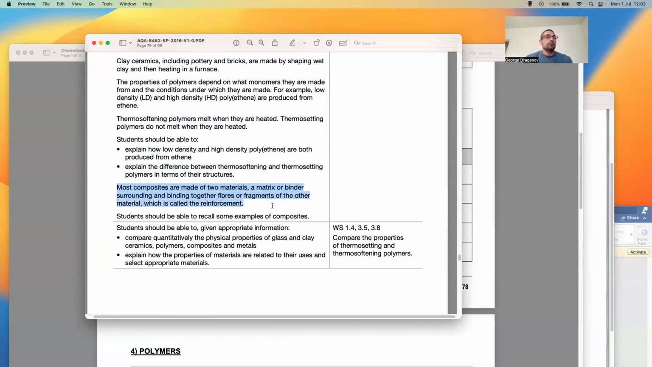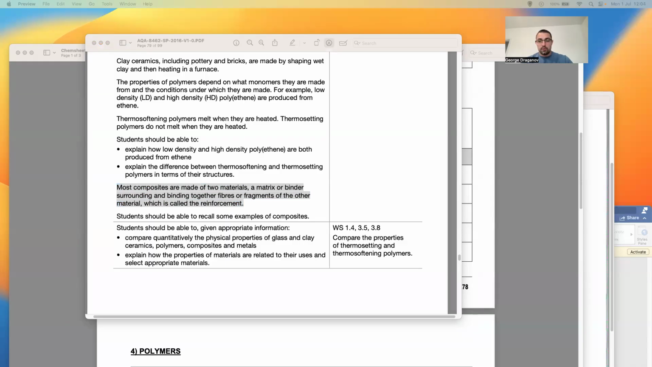So what's a composite? You need a definition, so rote learning. It's a matrix or a binder that's surrounding and binding fibers or fragments of other materials called reinforcement. Students should be able to recall some examples of composites. So that is the ultimate purpose. Can you name some examples of composites? And that table had some good examples of composites.